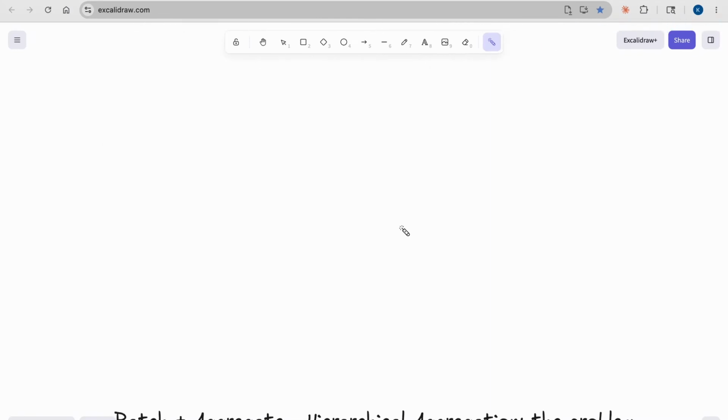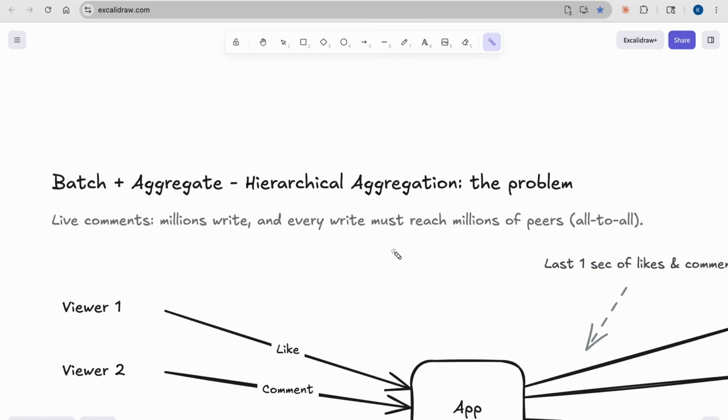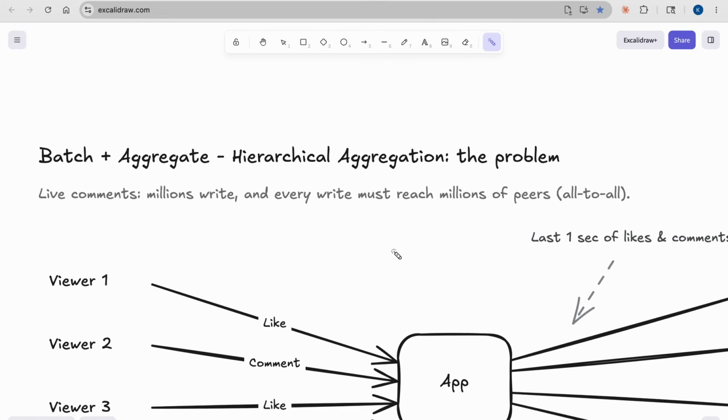So that was all about the batching and all that stuff. Now let's discuss hierarchical aggregation. This is the last strategy. It is kind of complex, and it's also an extreme case, for high volume situations like analytics and stream processing.